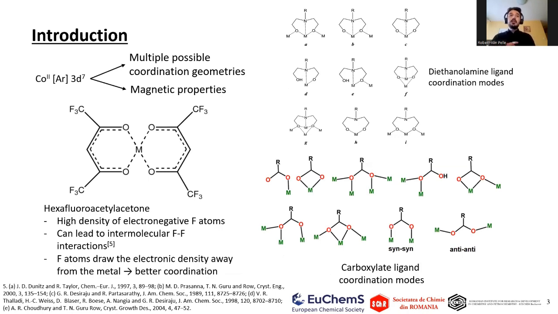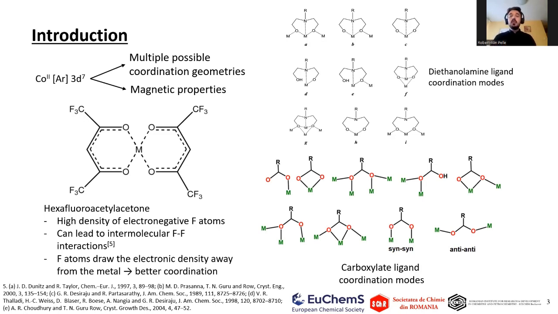So we try to obtain such compounds starting from cobalt, which is a versatile metal ion. It has multiple possible coordination geometries and it can display magnetic properties. And for our ligands, we had some carboxylate ligands. We used diethanolamine, but most importantly, we used hexafluoroacetylacetone. This organic ligand has a high density of electronegative fluorine atoms, which can lead to intermolecular fluorine-fluorine interactions, which have been shown to enhance the crystal structure and also the magnetic properties. The fluorine atoms can draw the electronic density away from the metal, which would also lead to better coordination.